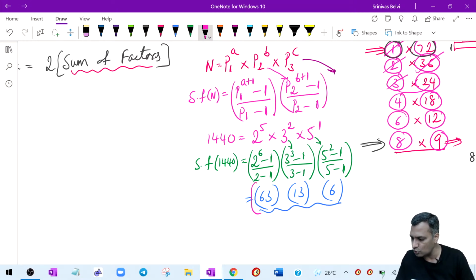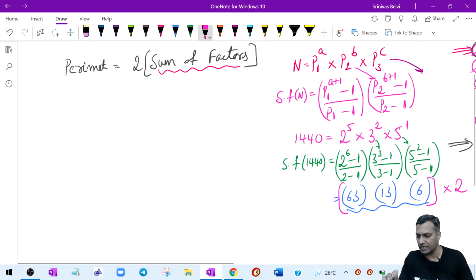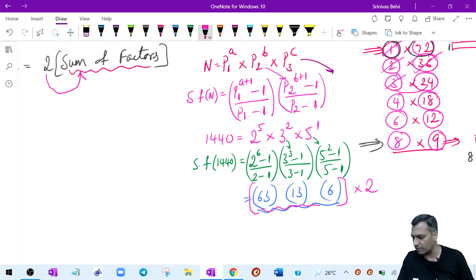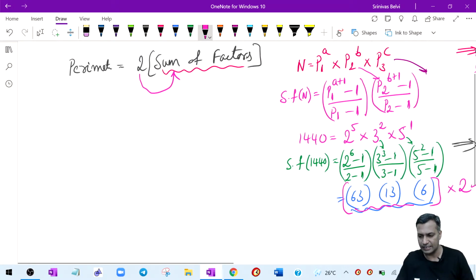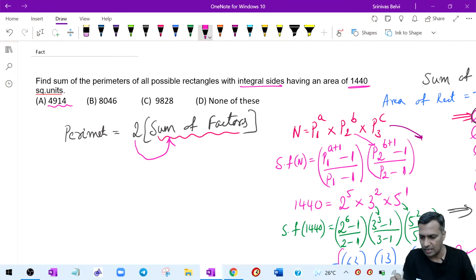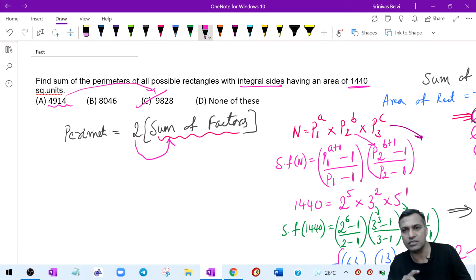But this is not the answer. What is your answer? You have to double this number, because the required answer is 2 times the sum of the factors. This is the sum of the factors, which you have to double. I think some of you who answered before gave this as the answer. You may have to double and answer this question. The appropriate answer is option C.